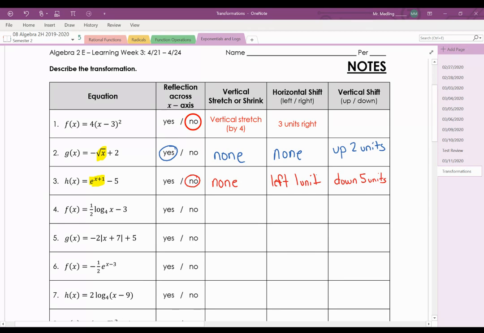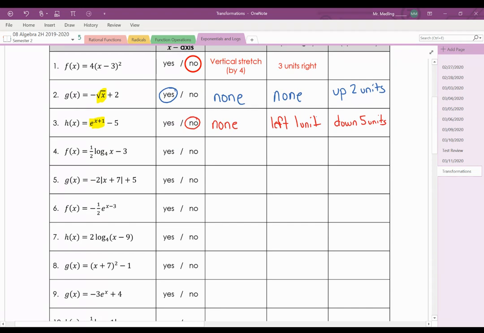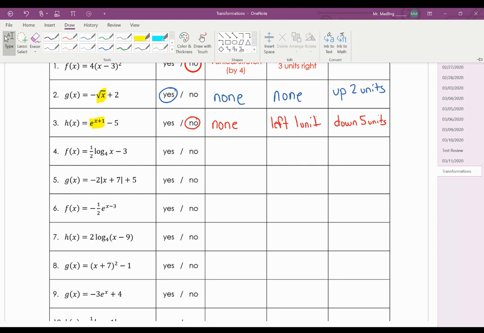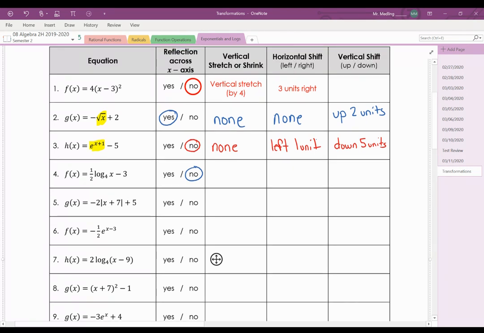All right, let's look at number 4. Start with, is there a reflection over the x-axis? Well, positive 1/2, it's not negative, so we don't have one. 1/2, that is your vertical stretch or shrink. Because it's between 0 and 1, it is going to be a shrink. In this case, it's going to be half as tall.